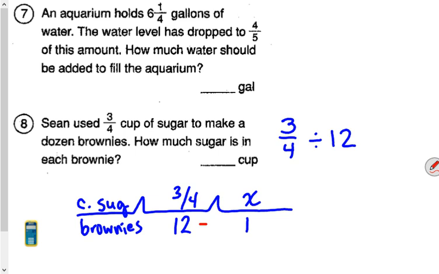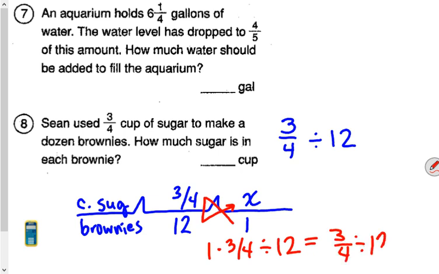You could also cross multiply and then divide. So you could do 1 times 3/4 divided by 12, which I then don't really need the 1 because 1 times 3/4 just equals 3/4, so it doesn't change the answer. So it's just 3/4 divided by 12.